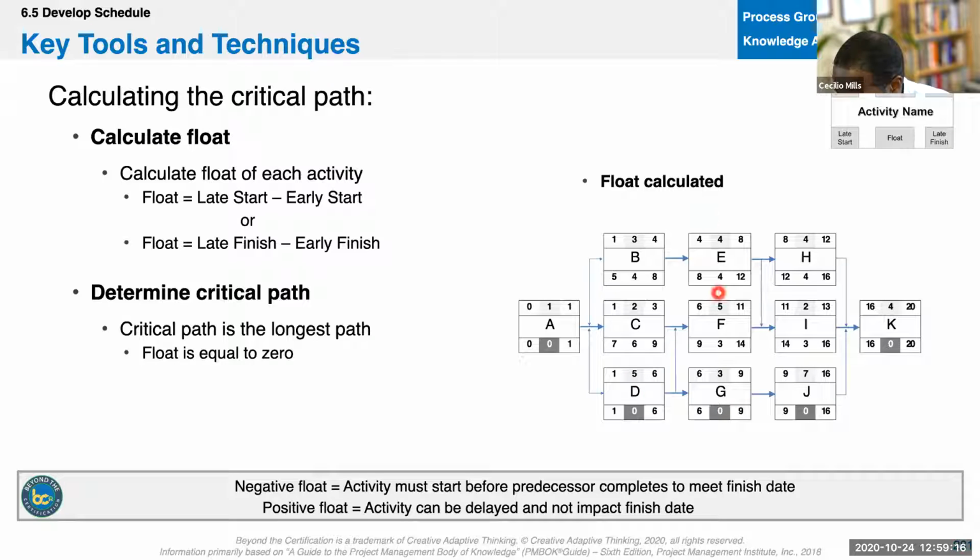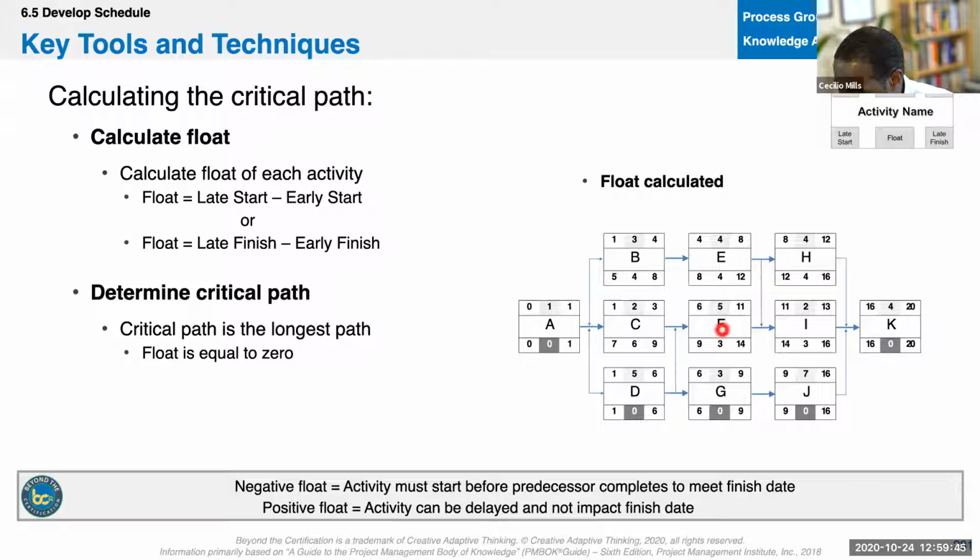Start on day 4, start on day 6, end on day 8, 11, or 9. Well, therefore, since this one has 0 float, it must finish. But I can likely start on day 9, end on day 14, start on day 8, end on day 12. And I still will be okay, because these activities only have a duration of 4 and 2, and this is going to end on day 16.